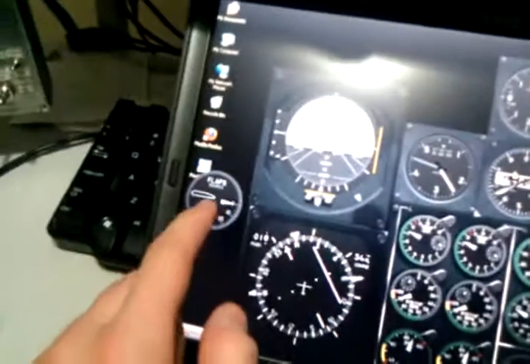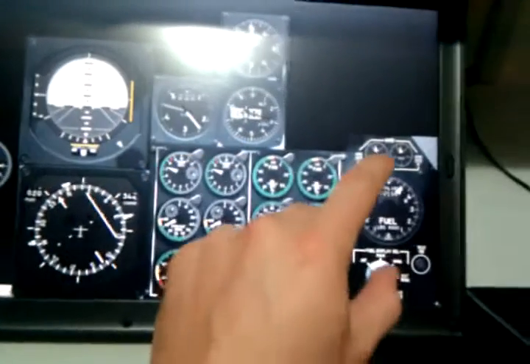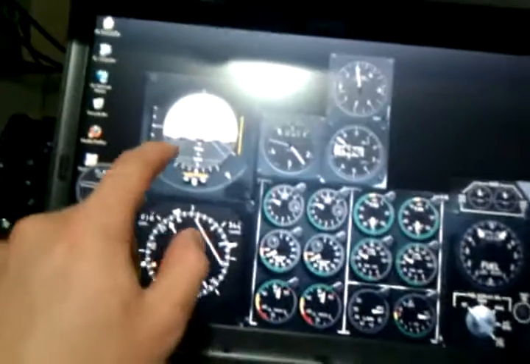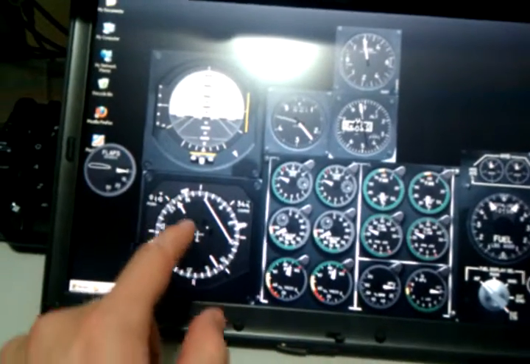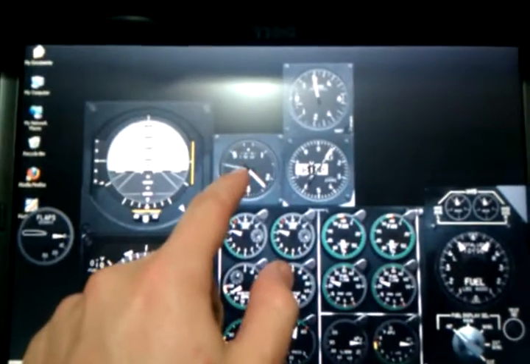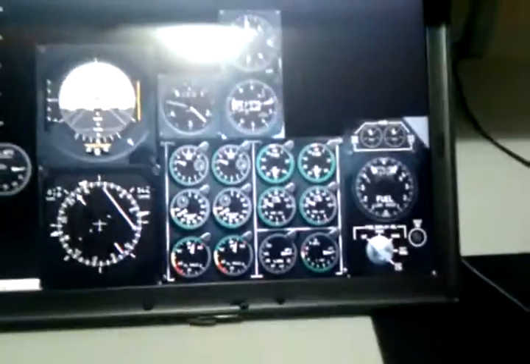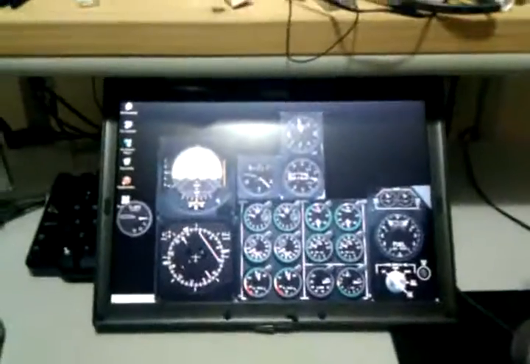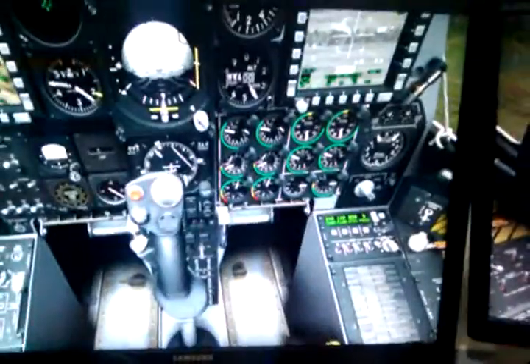So in terms of dials, that cluster there is the engine cluster, and then there's the fuel cluster over there, and there's the attitude indicator, the horizontal situation indicator, the flaps angle indicator, and then airspeed, altitude, and climb rate. And that's most of what you'll need in the cockpit in a hurry.